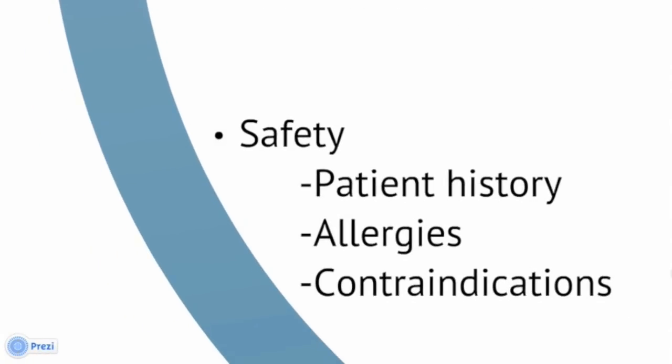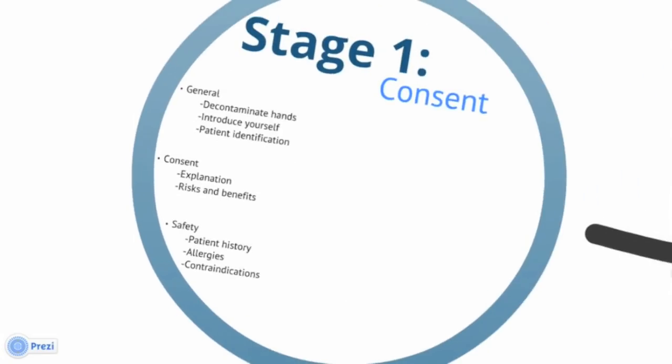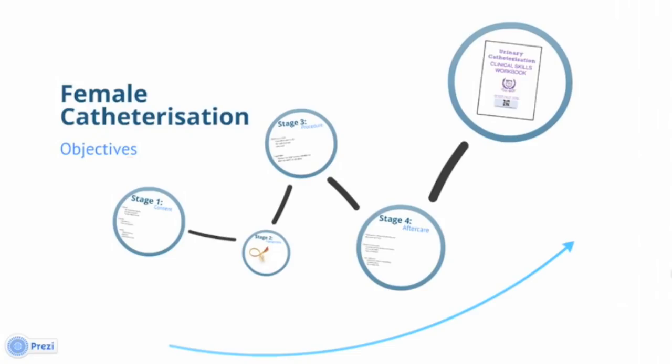Once you have gained consent, you should make sure that you are safe to proceed by asking the patient about their relevant past medical history, such as urinary tract surgery. Allergies specific to this procedure include latex and previous reactions to the Instillagel local anaesthetic. It is important to inquire about potential contraindications to the procedure, for example urethral trauma or recent hematuria. More information on this section can be found in the workbook accompanying this video or in the UHL catheterisation policy.